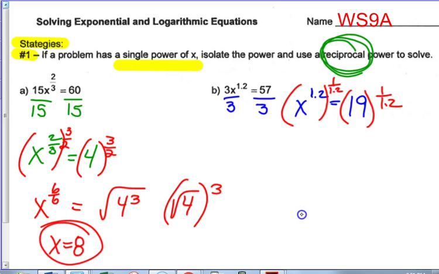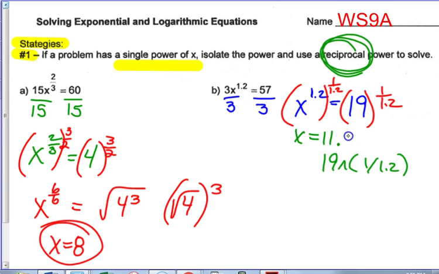Can you type that in? So it's 19 to the power of 1 divided by 1.2. If you have an older calculator, it will look like this. And you need that parenthesis, otherwise it'll just do 19 to the 1 and then divide that answer.